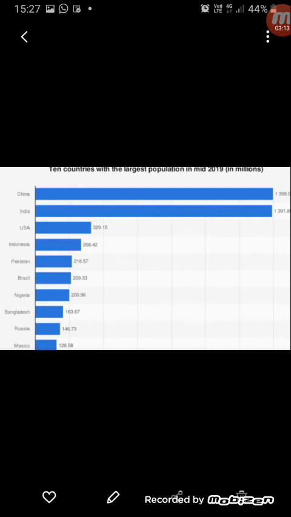So, next we discuss the population distribution trends in the world. Population distribution means the way population is spread across the world. It is very interesting to note that 7.6 billion people are concentrated in only 20% of the land surface of the world, which is suitable for human habitation.